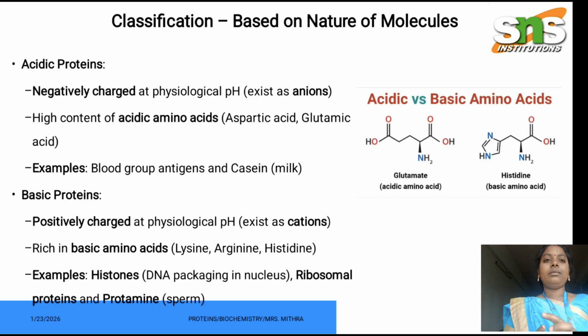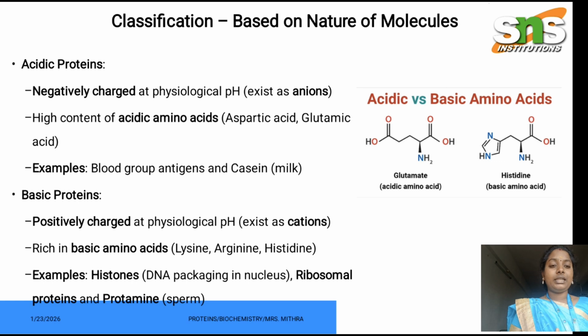nutrition. And classification based on the nature of molecules: first one acidic protein and basic protein. Acidic means it is negatively charged, it exists as anion, and a high content of acidic amino acids is present. A very good example of acidic amino acids is aspartic acid and glutamic acid, and the example is blood group antigen.